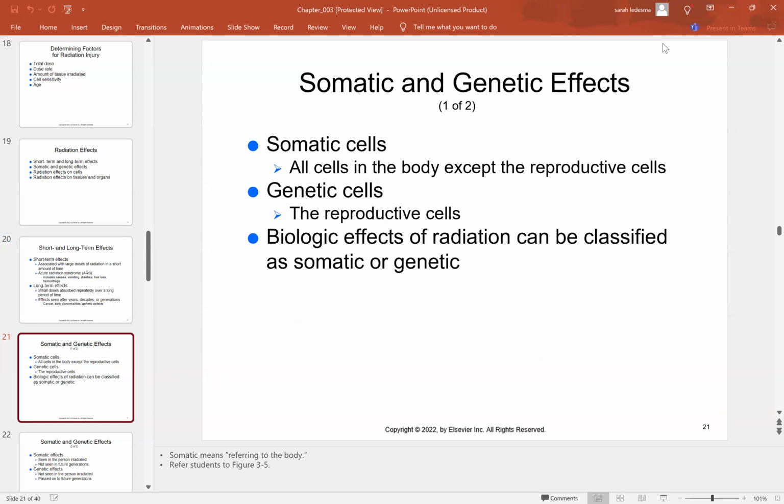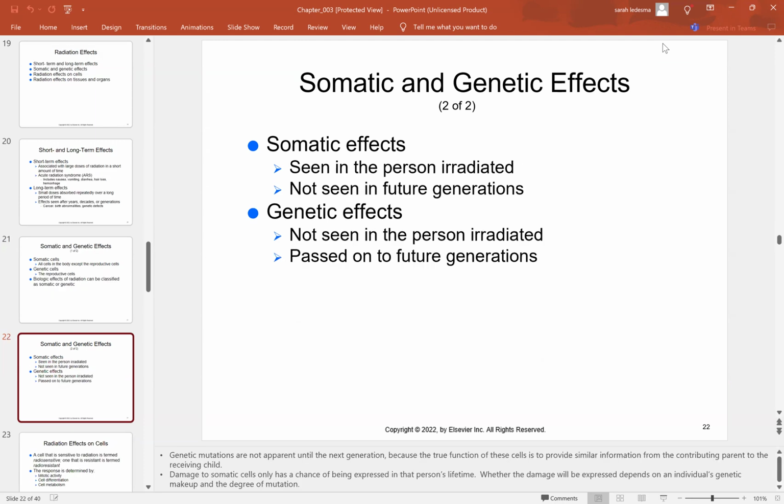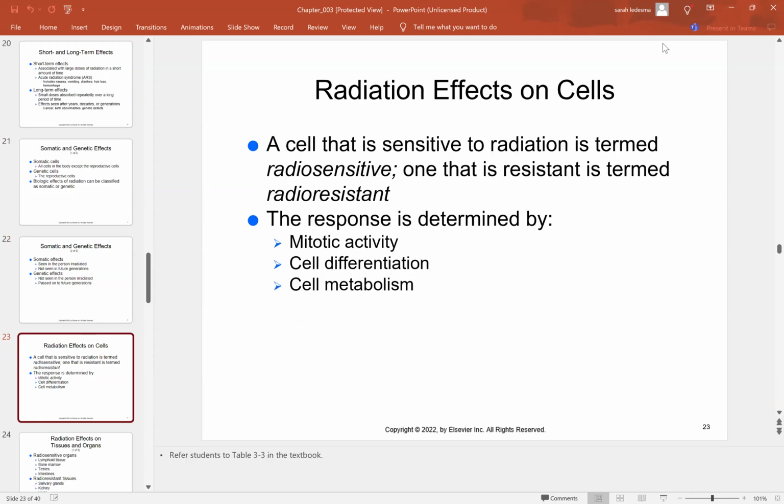Somatic and genetic effects. Somatic cells are all cells in the body except reproductive cells. Genetic cells are the reproductive cells. Biologic effects of radiation can be classified as somatic or genetic. Somatic effects are seen in the person irradiated and not seen in future generations. Genetic effects are not seen in the person irradiated and are passed on to future generations.